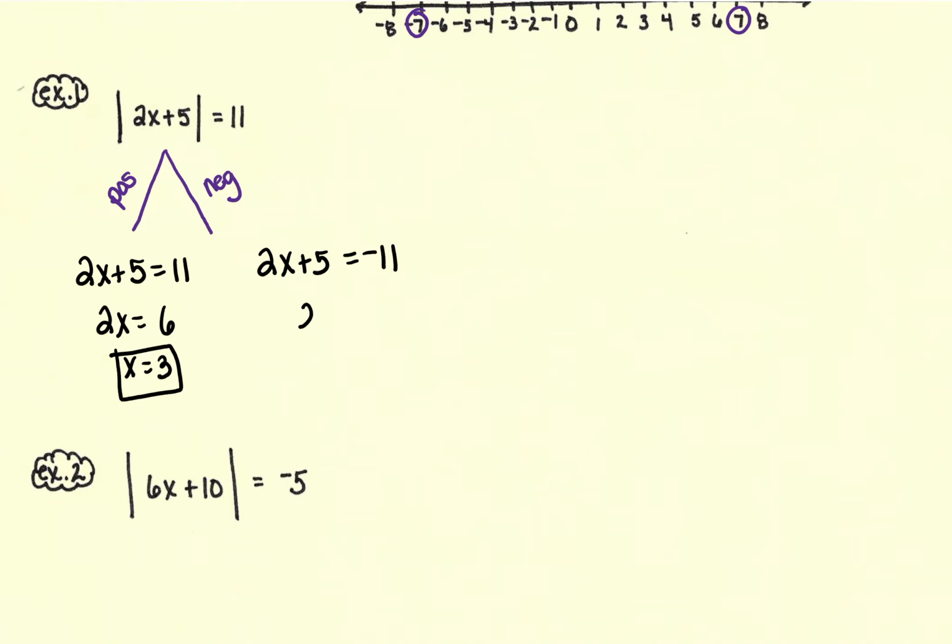Here, subtract your 5 over, so -11 subtract 5 is going to be -16, and divide by 2, and x equals -8. Look at this next example.